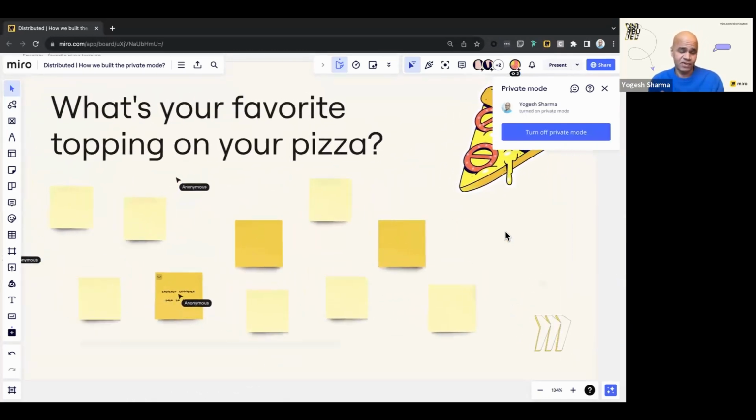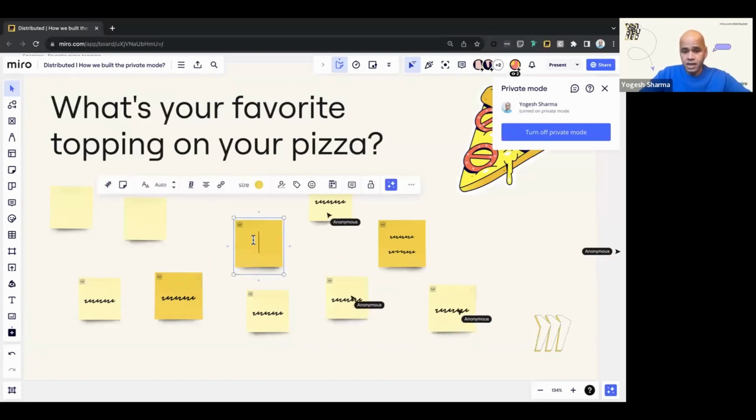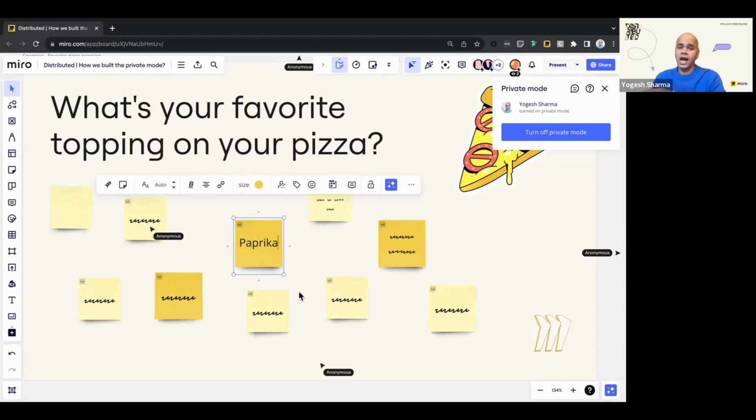We have 5 people on the board. Everybody will talk about their favorite topping on pizza. You will notice that when people start writing the sticky notes, I cannot read those sticky notes. When I write, I can see only my own sticky note. So whatever ideas are coming along, I have no idea what people are writing.